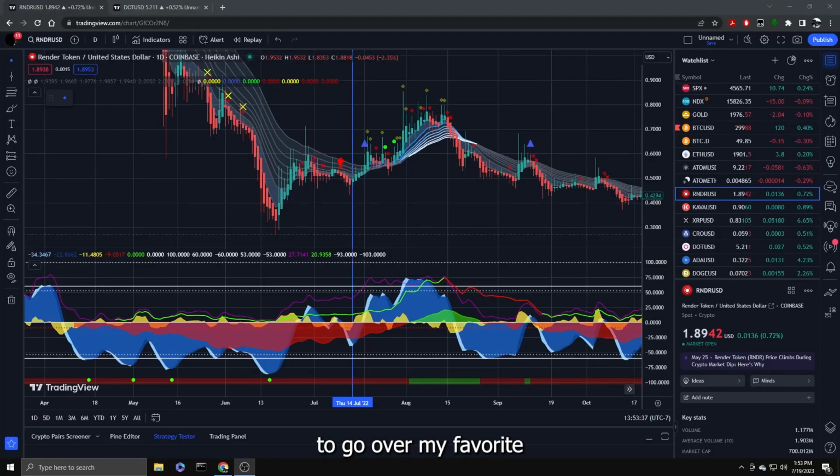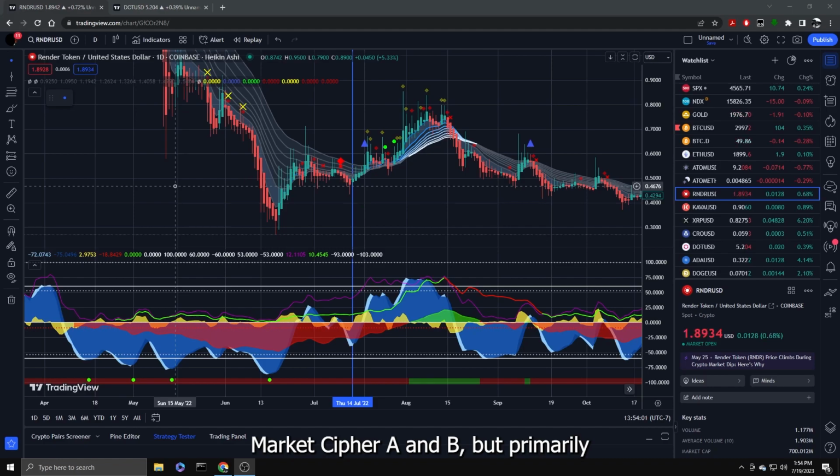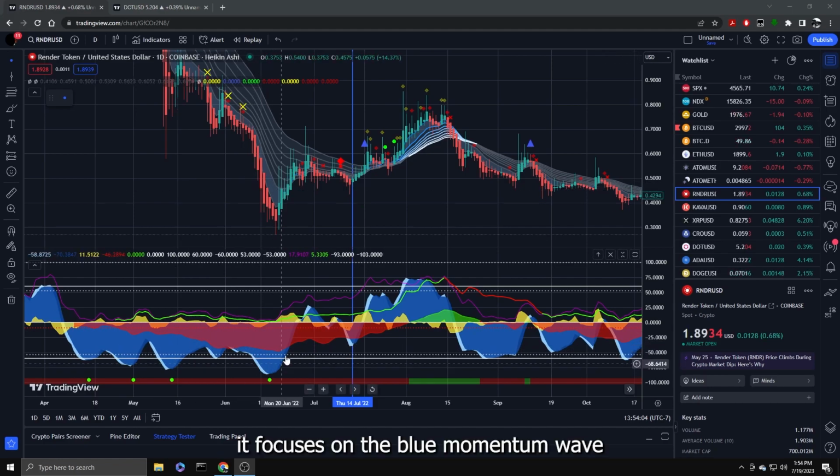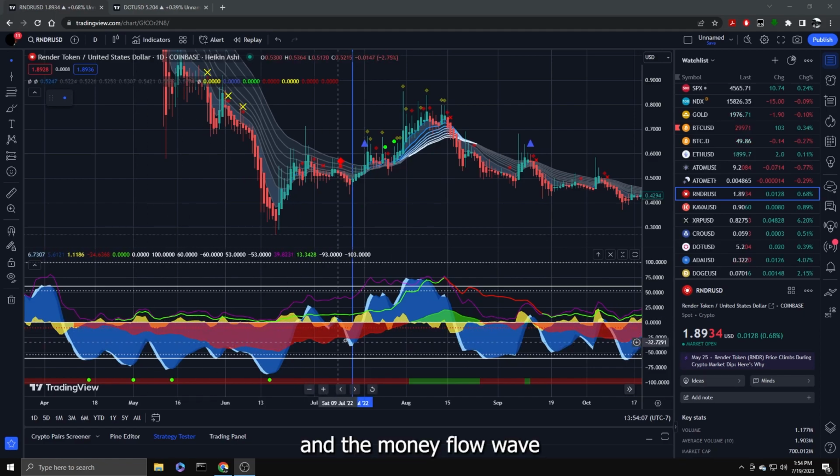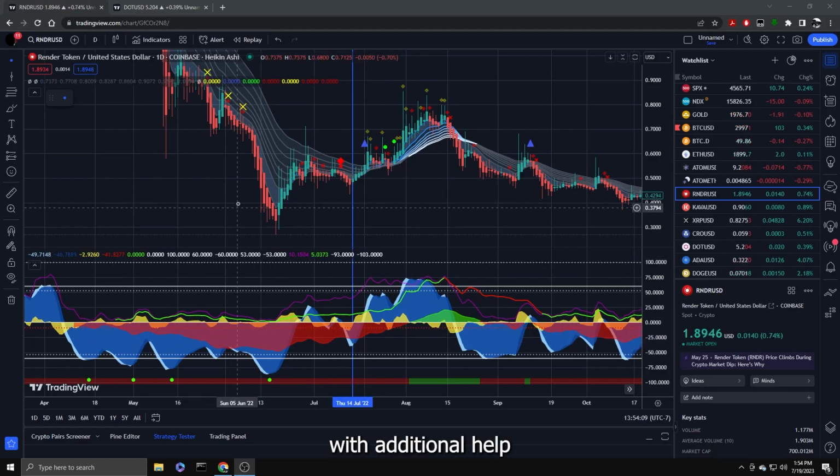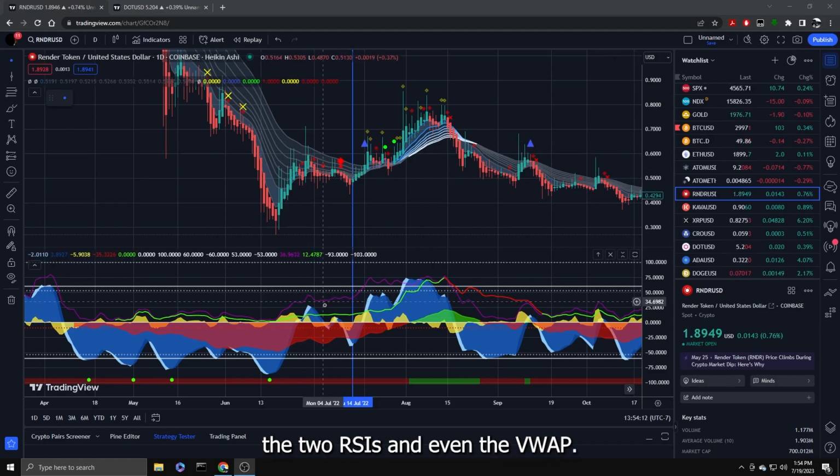Welcome back. Today I want to go over my favorite Market Cipher exclusive trading strategy, the Blue Wave strategy. This you can use on any stock or crypto. Anything with a chart that you can trade on, you can use this Blue Wave strategy. And it takes into account all of the tools of Market Cipher A and B. But primarily, it focuses on the blue momentum wave and the money flow wave, with additional help from Market Cipher A symbols, the two RSIs, and even the VWAP.